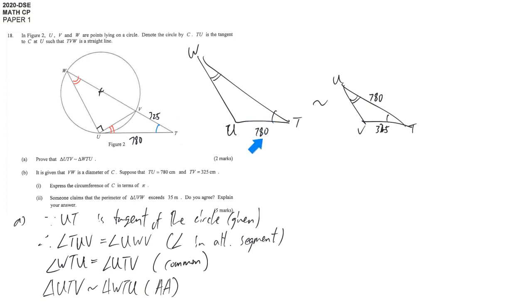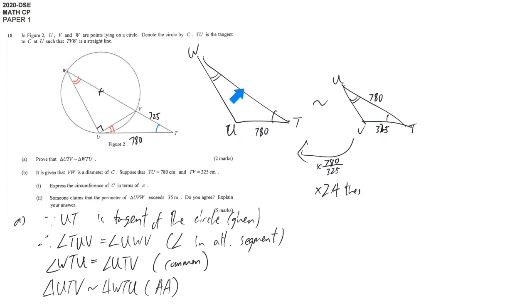In a similar triangle, we have a complete pair of sides, so we know their length ratio. The ratio is 780 divided by 325. So that means every length is multiplied by 2.4 times. Then we get the longer length here. We have to express the circumference of C in terms of pi. To get the circumference, we are going to find R or diameter D. That means we are interested in what WV is. Our target is to find out WV, so we can find out WT first, then we subtract 325 from it. A very typical application of a similar triangle.